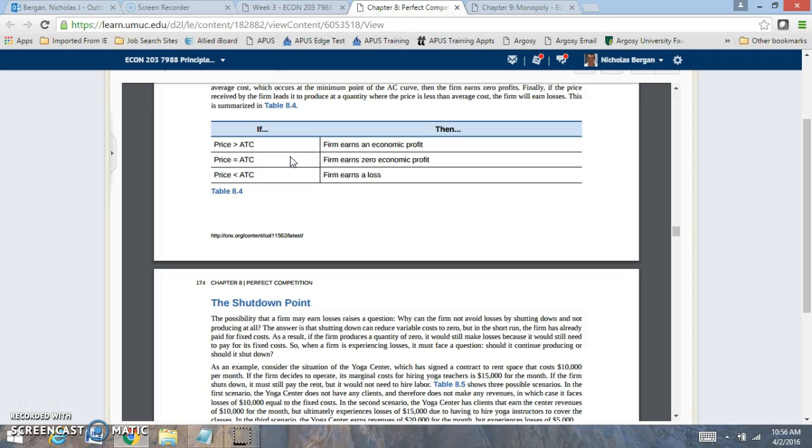If price is less than average total cost, firms will be earning a loss. Now, firms have to establish if the loss is one that they need to continue to operate, or is this an area where they need to shut down.